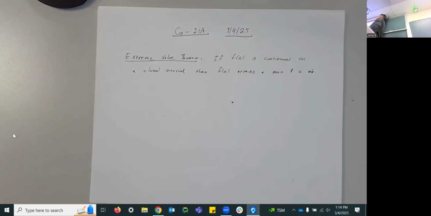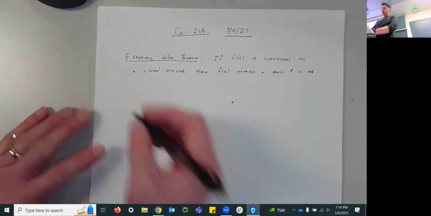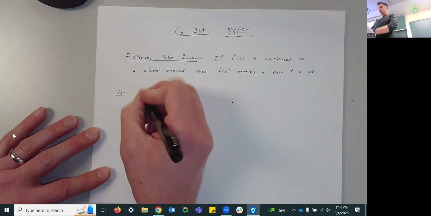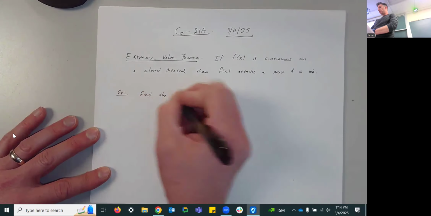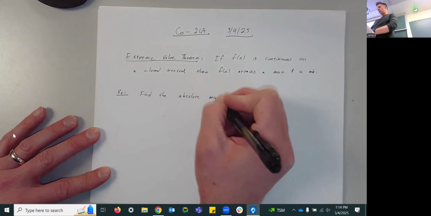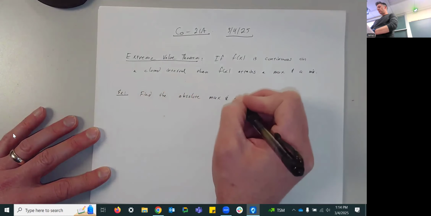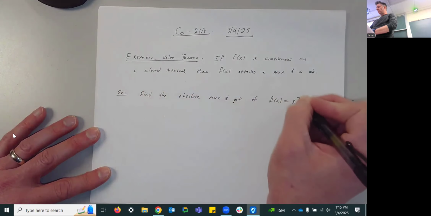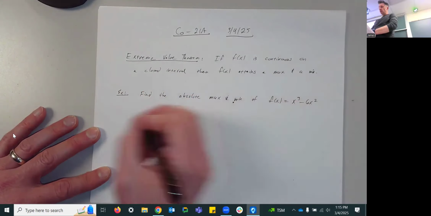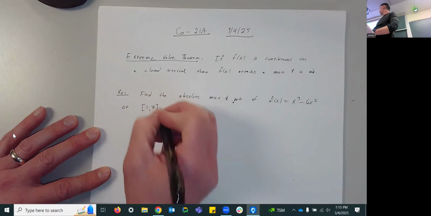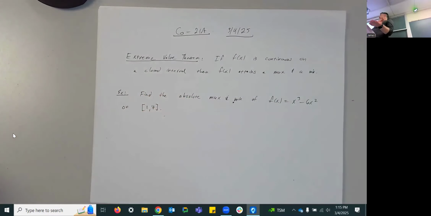Here's how we typically do this. For example, find the absolute maximum and minimum of f of x equal to x cubed minus 6x squared on the interval from 1 to 7. The closed interval from 1 to 7, right? We're including the endpoints, it's a closed interval.